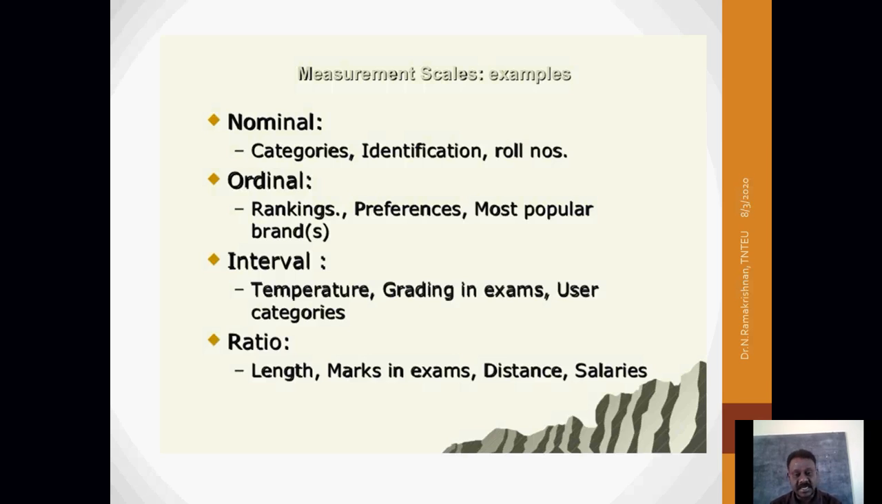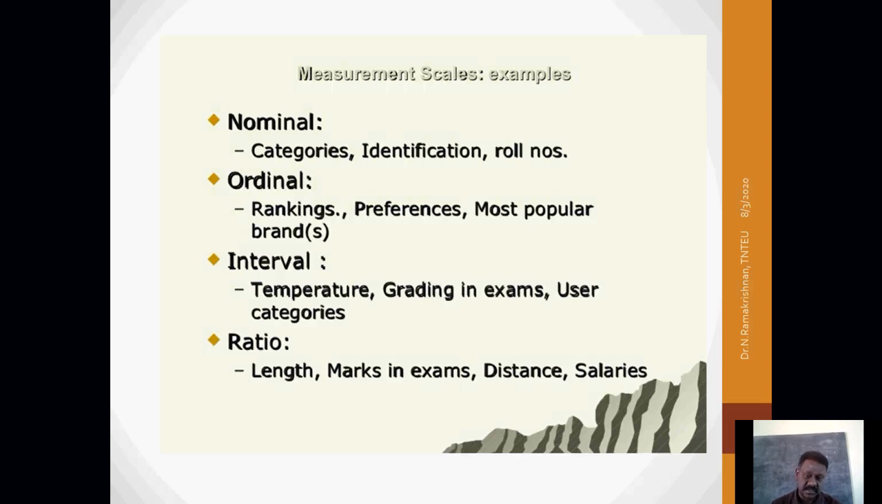Then ordinal scale: rankings, preferences, most popular brands. In this, we can give an example. Suppose you are ordering a shoe online, then there will be ranking. Which brand the people like mostly, and which brand the people prefer mostly, like that. There will be status like that.